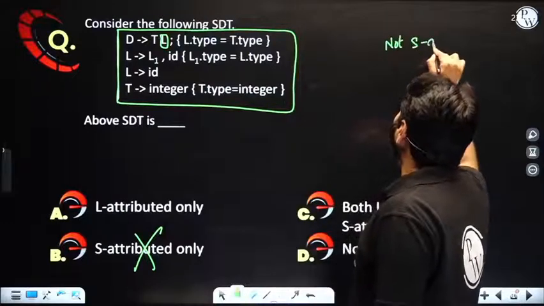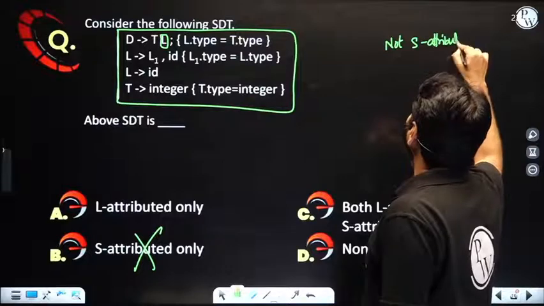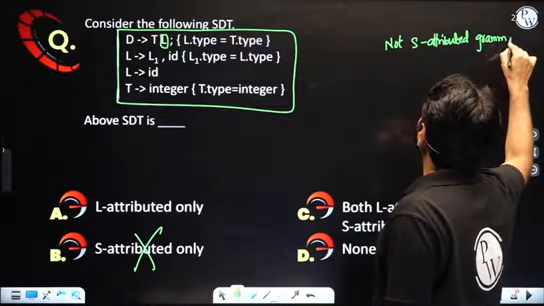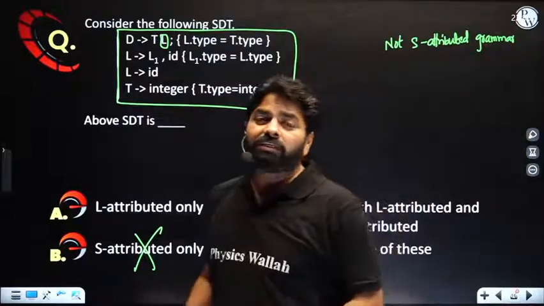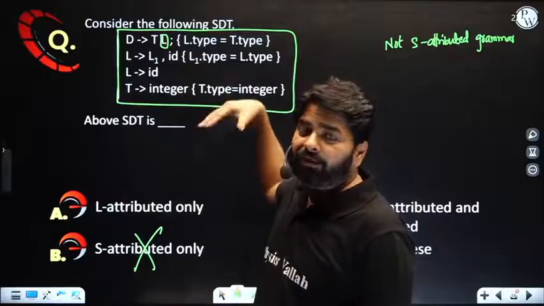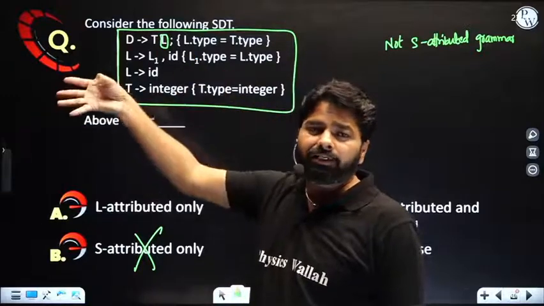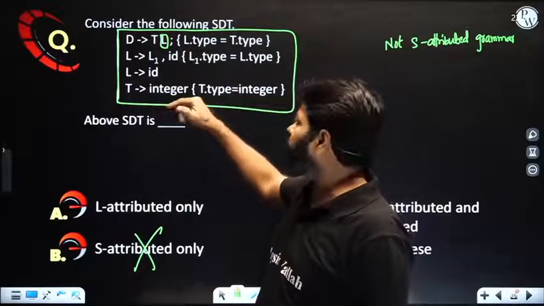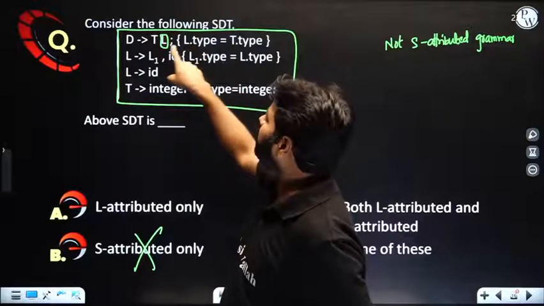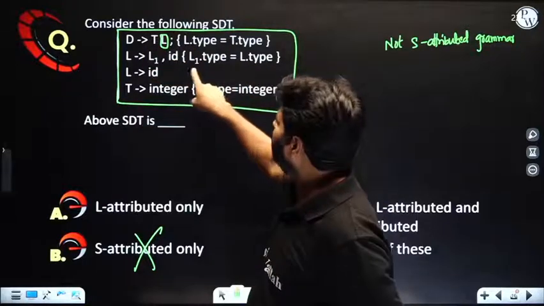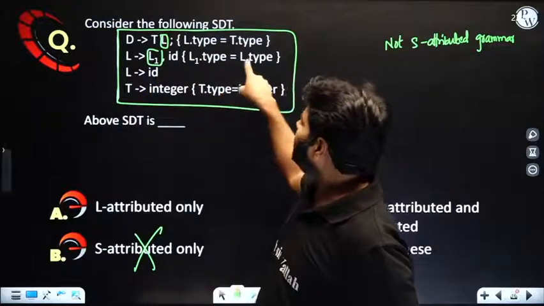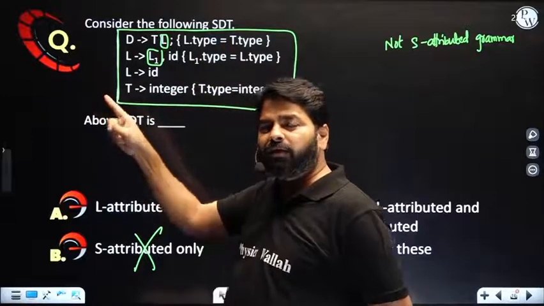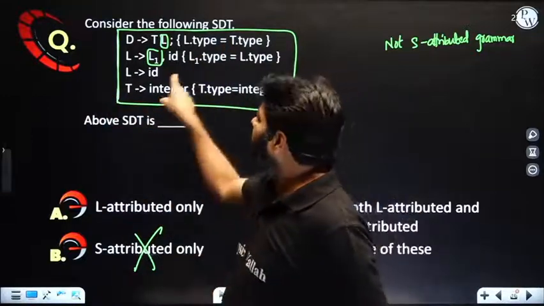How did I conclude? Because somewhere in the grammar I saw you are depending on the sibling. Okay, that's very easy to say not S attributed. But I can't conclude now is it L or not, because here it looks like L, but in the future if you're depending on right sibling, the grammar is not L attributed. So check in every production. Now here it's fine, L depends on T, that means it depends on left sibling. Now here L1, that depends on L means parent, it's fine. In L attributed, you can depend on parent, you can depend on left sibling, even you can depend on child if you want. So here no computation, leave it.